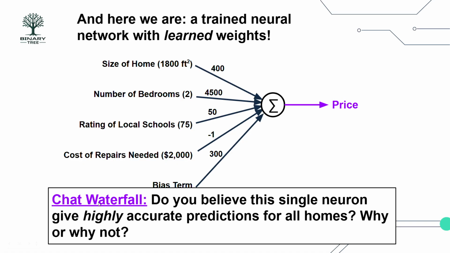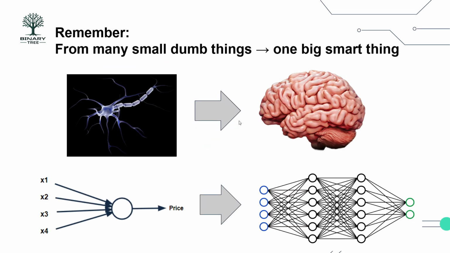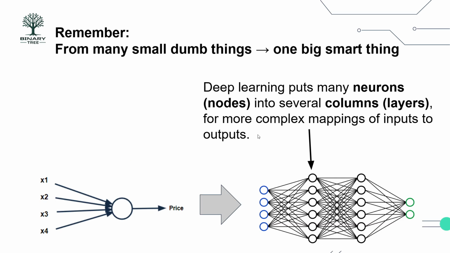Do we think that this single neuron will give highly accurate predictions for all homes? Not necessarily, because homes have so many more factors to them than just one single neuron. We can't just combine all these factors into one and expect it to get us the price every time, which is why we need to build more complex networks. So from many small, dumb things, which is one small neuron, we can build an entire brain, an entire network with multiple layers and multiple neurons, more than just one.